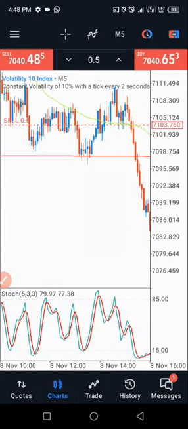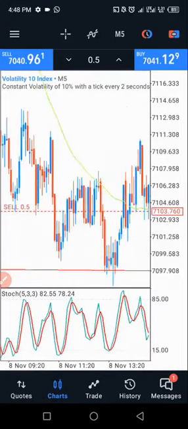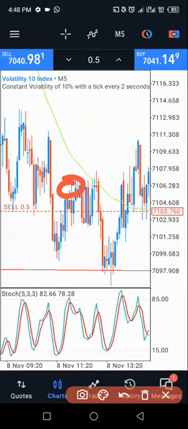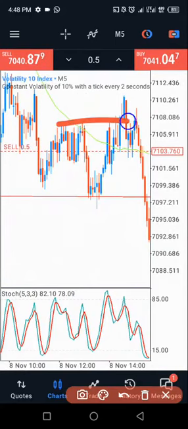After that happened, you will notice that the market took out liquidity here. That was the liquidity that was taken after the market broke this structure here.